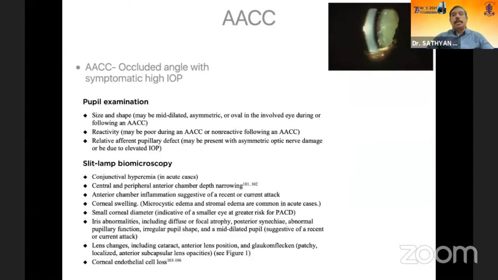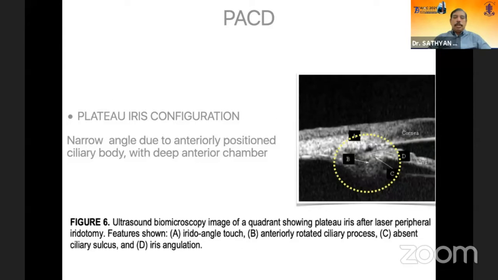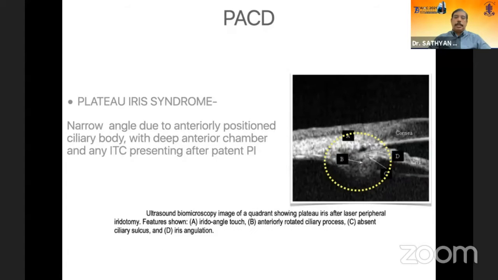So that's critical. Understanding the acute angle closure crisis, we all know that the patient is very symptomatic with high intraocular pressures, with all the other ocular signs we can elicit on the slit lamp. Coming to the plateau iris configuration, it is nothing but narrow angles due to the anteriorly positioned ciliary body with a deep central anterior chamber. That's very important to understand.